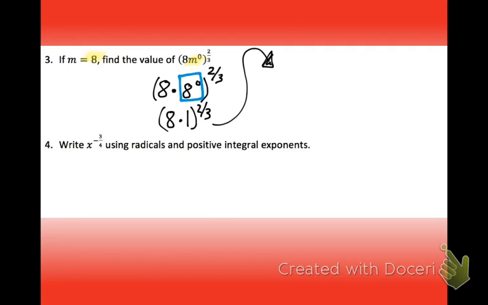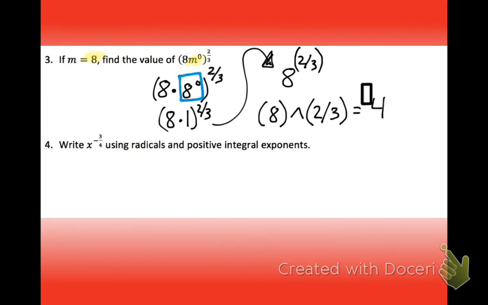I'm going to come up here before I run out of room. So that ends up being just 8 to the 2/3 power. So again, when you put that in your calculator, make sure you use parentheses for your exponent or it's not going to work it out correctly. So this would be, in parentheses you'd have 8, you'd push your caret, parentheses, 2 divided by 3, and that will give you a grand total, a final answer of 4.